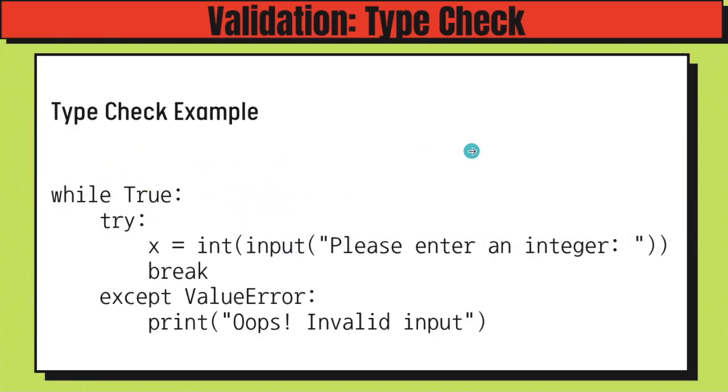Next, we have an example of type check. So in this example, we want the user to enter an integer, and we've seen this example before already. So we put it into a try except and we add the while true to make sure that they do enter the correct type, and then we break the loop.